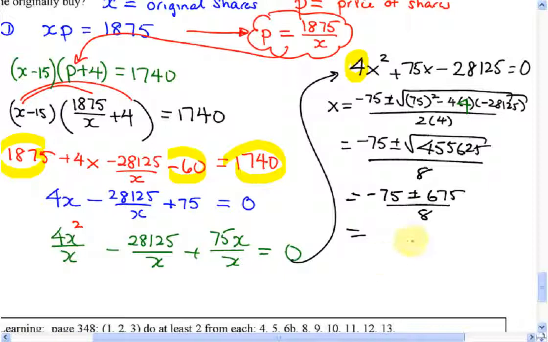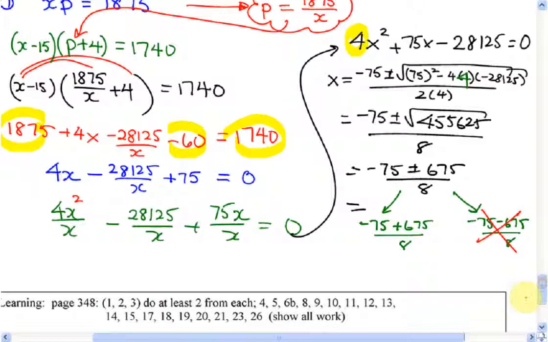Okay, once again, there's a plus minus, right? So there are two possible solutions. The positive one of positive 675 and also the negative one. Which one can I automatically not do for this one? Yeah, how do you buy a negative number of shares? That doesn't make sense to me. So what's this? Negative 75 plus 675, that's 600. 600 divided by 8, I think that's 75. 75 shares it must be.